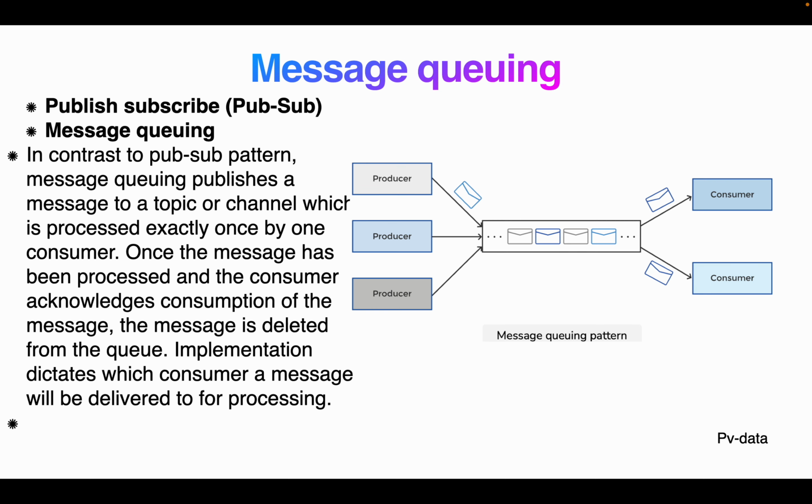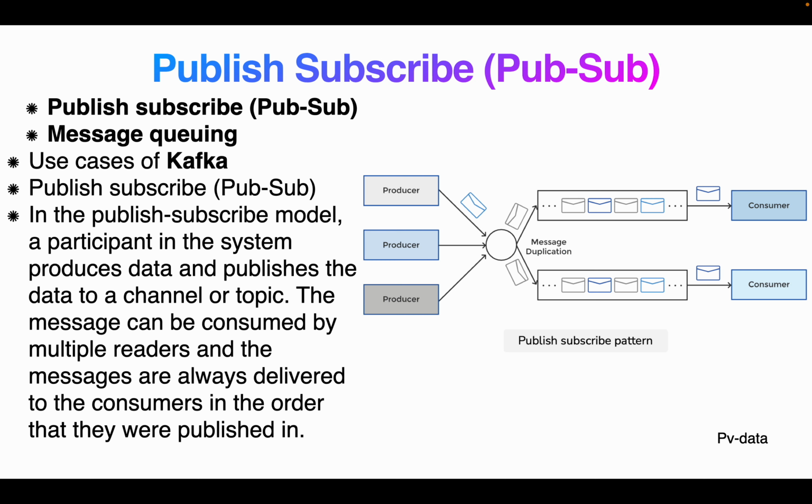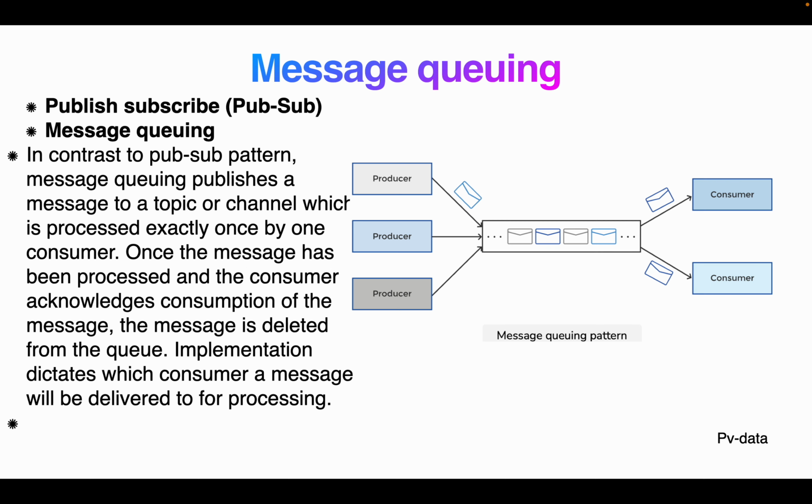Next part is the messaging queue. In this diagram, one producer can have multiple queues. So let's go through the messaging queue. In contrast to the pub/sub pattern, the messaging queue publishes a message to a topic or channel which is processed exactly once by a consumer. This is the difference: exactly once in a messaging queue. Once the message has been processed and the consumer acknowledges consumption of the message, the message is deleted from the queue. The implementation decides which consumer a message will be delivered to for processing. So this is the difference between the pub/sub and the messaging queue pattern.